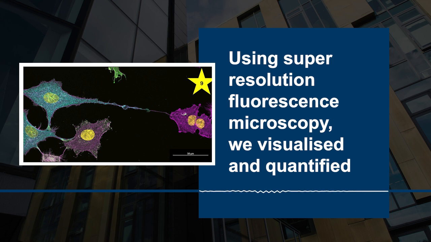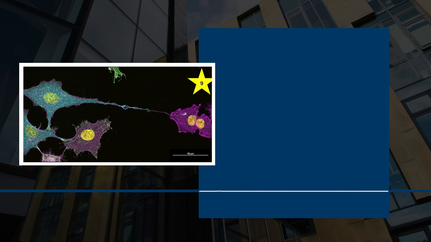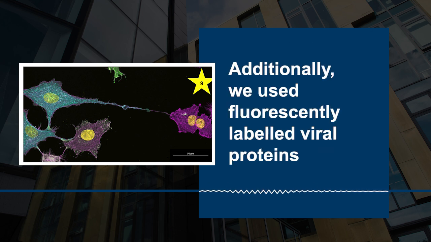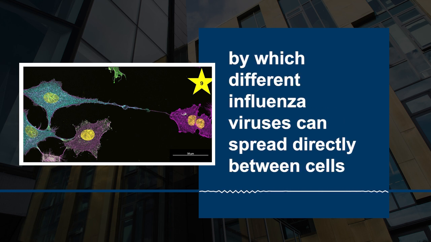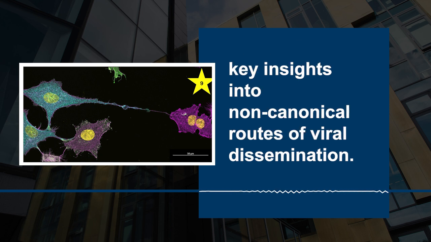Using super-resolution fluorescence microscopy, we visualized and quantified TNT-like structures both in cultured cells and within the lungs of infected mice, identifying conditions under which these intercellular connections emerge. Additionally, we used fluorescently labeled viral proteins to determine the efficiency by which different influenza viruses can spread directly between cells when virus particle release is inhibited with an antiviral drug. This provides key insights into non-canonical routes of viral dissemination.